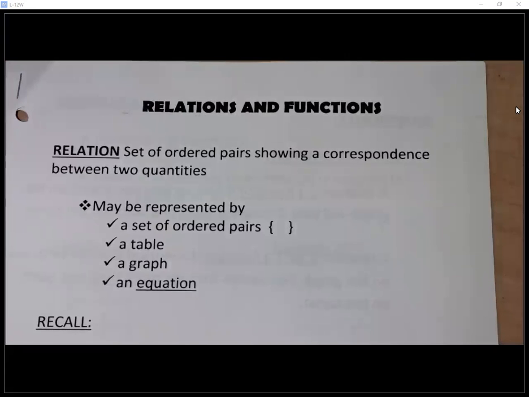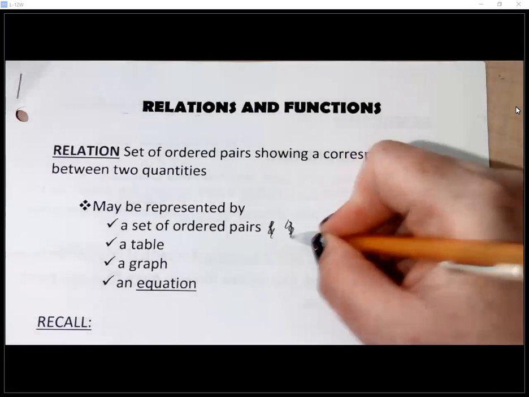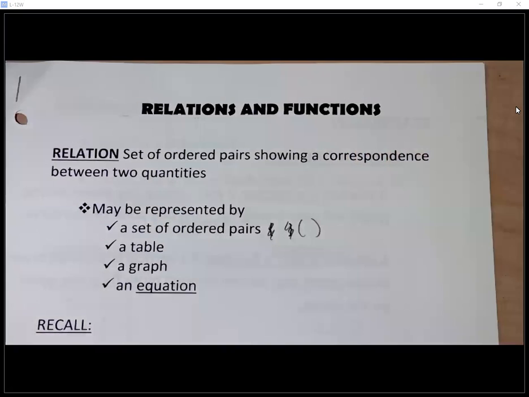Okay, you with me? All right, so relations are simply sets of ordered pairs showing a correspondence between two quantities. I don't know why those are brackets, those should be smooth parentheses. So we can show a relation one of several ways: as an ordered pair, in a table, a graph, or in an equation, okay? So that's old news.